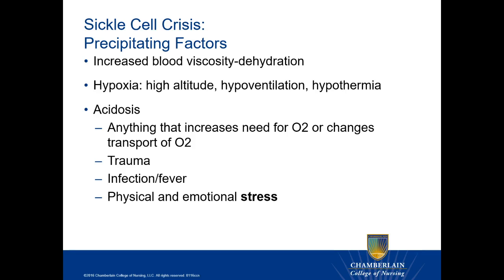Hypoxia is another one. So we want to avoid high altitudes, hypoventilation, hypothermia. Think about hypoxia. And then think about acidosis and anything that could change the need for oxygen or change the transport of oxygen. Trauma, infections, high fever even, stress. Some people put stress as the 4th one there. Either way. Dehydration, hypoxia, acidosis. Got it? Stress.